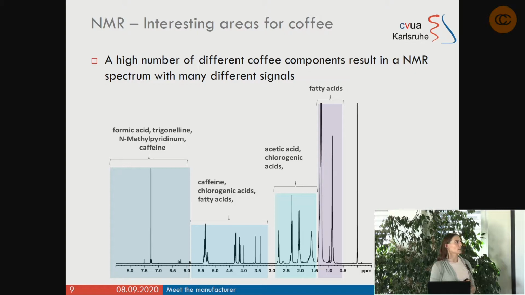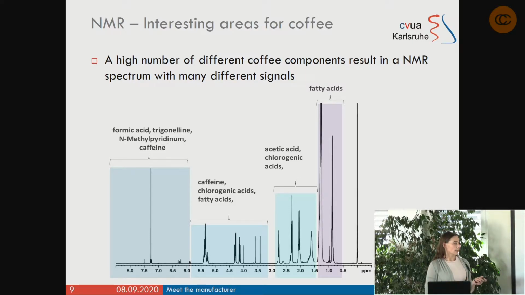If every hydrogen nucleus produces a signal, the NMR measurement of a coffee extract with its many different components results in an NMR spectrum with a large number of signals. But the signals of individual components appear in certain regions of the NMR spectrum. For example, hydrogen nuclei of fatty acids produce signals which are located here in the NMR spectrum. The hydrogen nuclei of acetic acid and chlorogenic acid produce signals which are located here in the NMR spectrum.